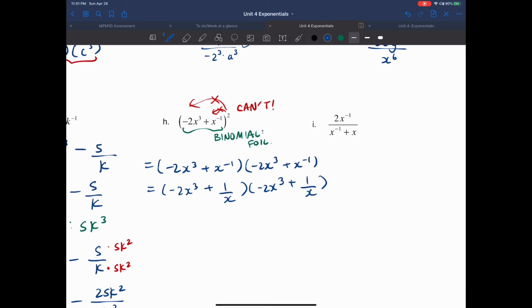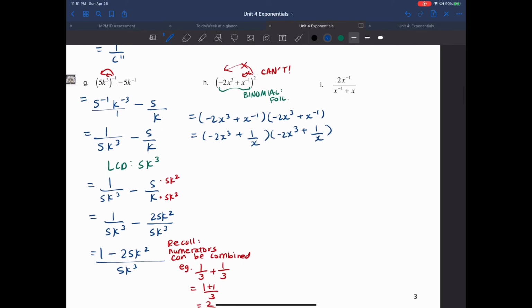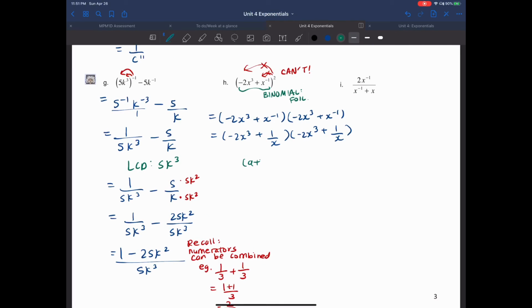So recall I'm going to use the binomial expansion to help me simplify this. I'm using (a plus b) squared equals a squared plus 2ab plus b squared to help me FOIL this out. And so I should have as a next step (-2x cubed) squared plus 2 times (-2x cubed) times (1 over x) plus (1 over x) squared.